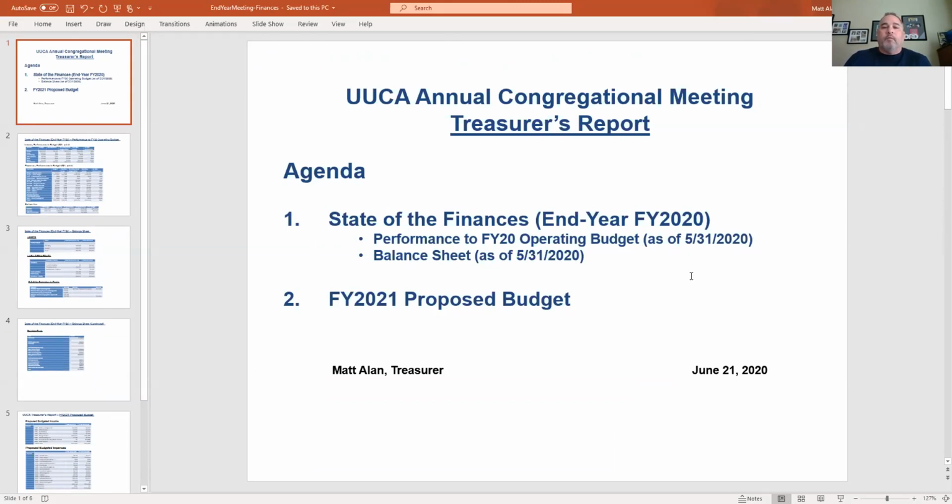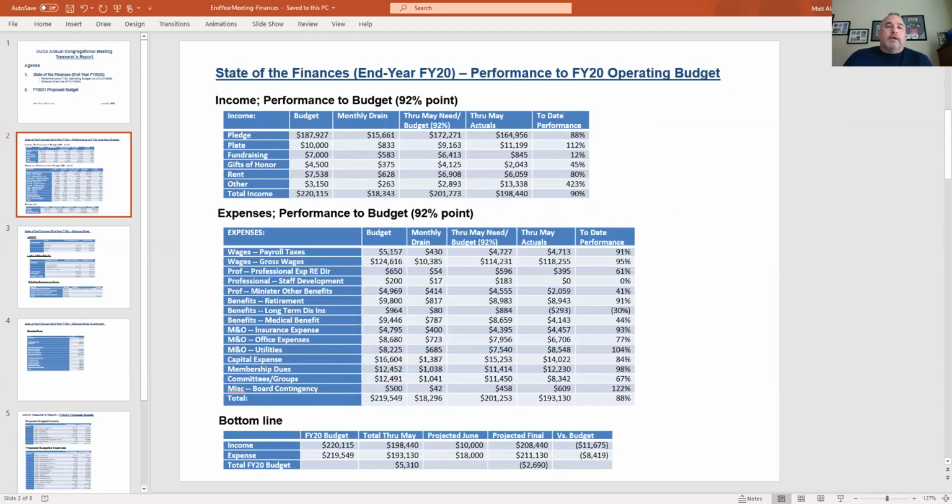This part, item 1, is for information only. When I'm done with that, we'll move on to the proposed budget. This will require a vote. All budgets require a vote of the congregation. So, state of the finances, first, performance to the budget.